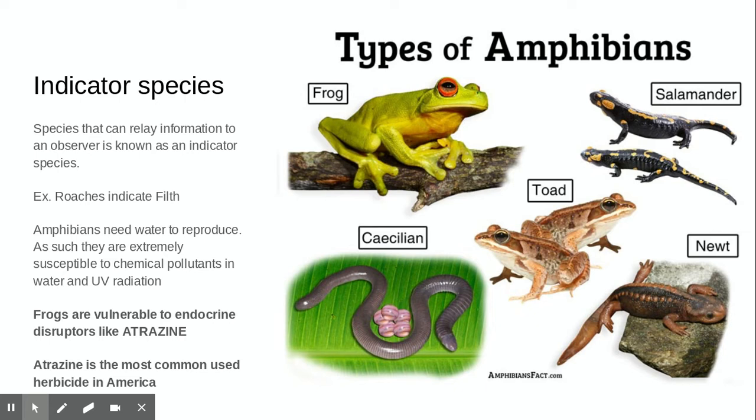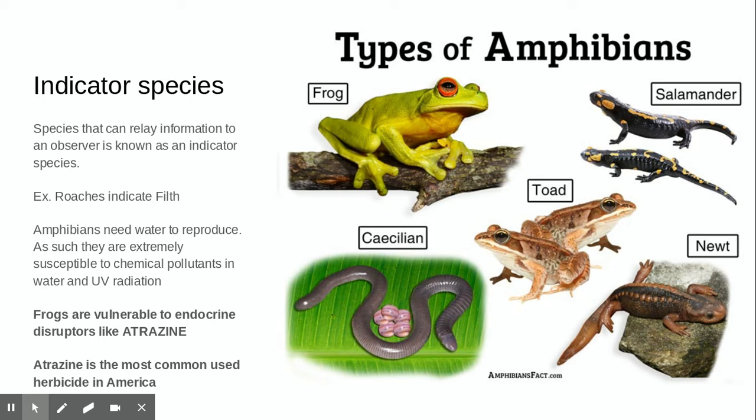So when you see something that indicates something, it tells you something about that ecosystem. Frogs are an indicator species, since they have a very, let's say, weak skin. And when I say weak skin, what I'm going to say is that their skin is permeable to water, and it's also sensitive to sunlight.